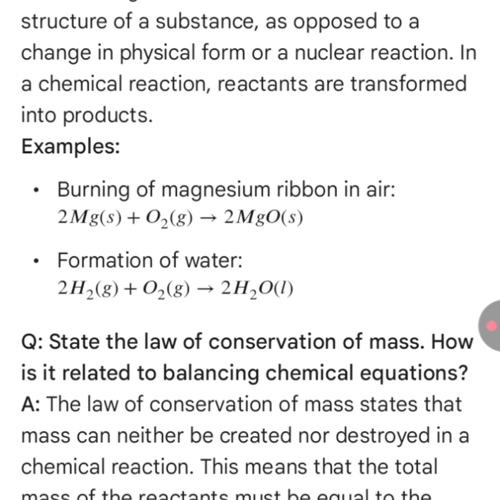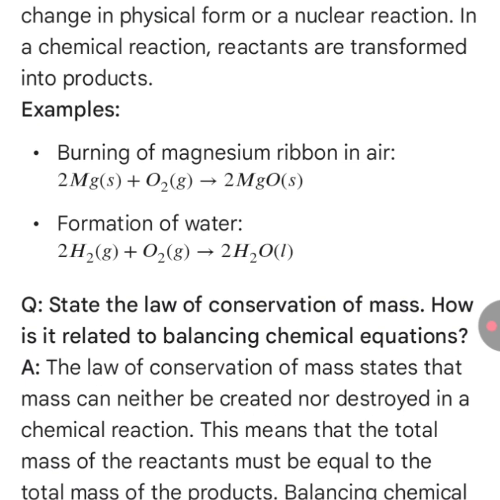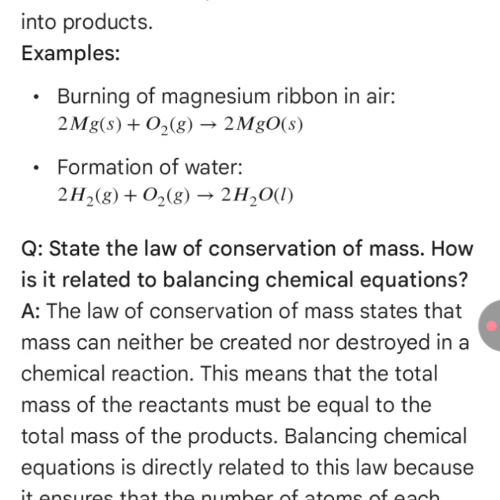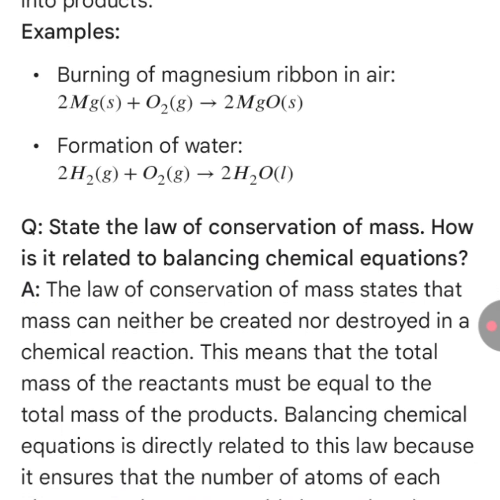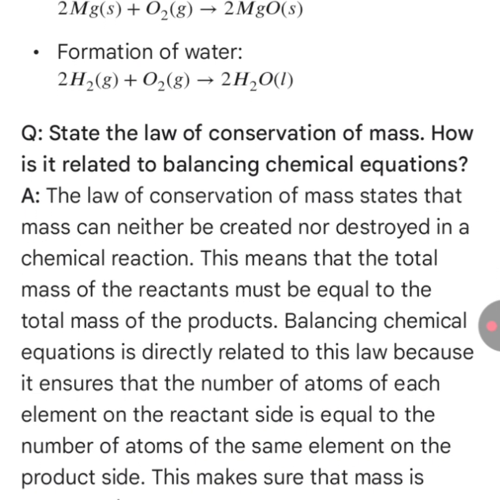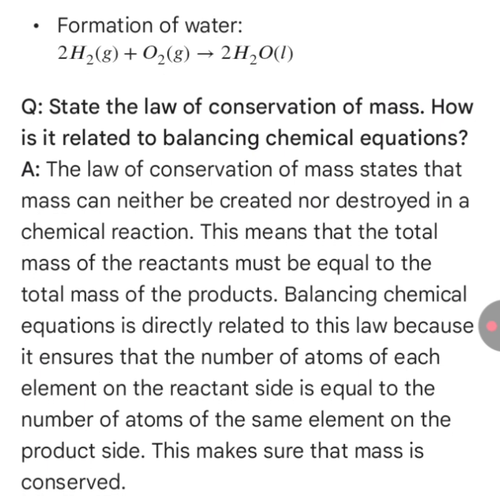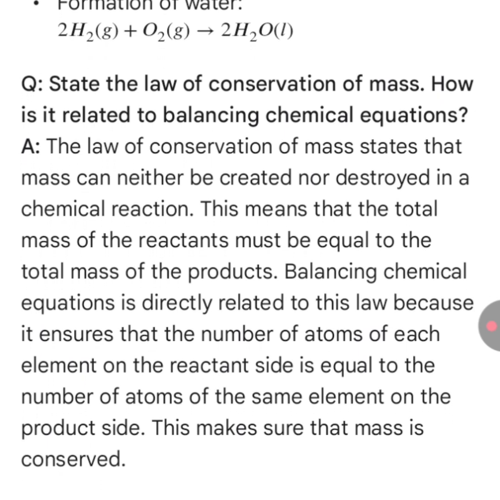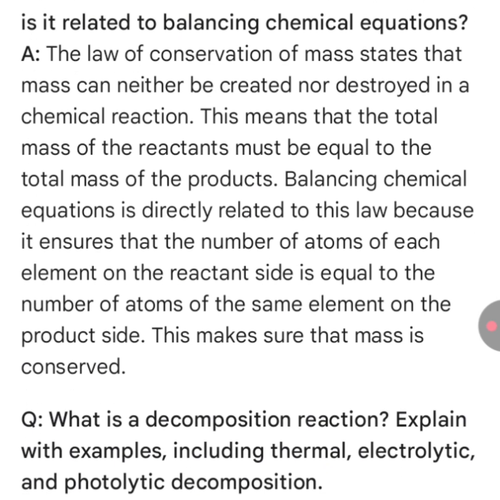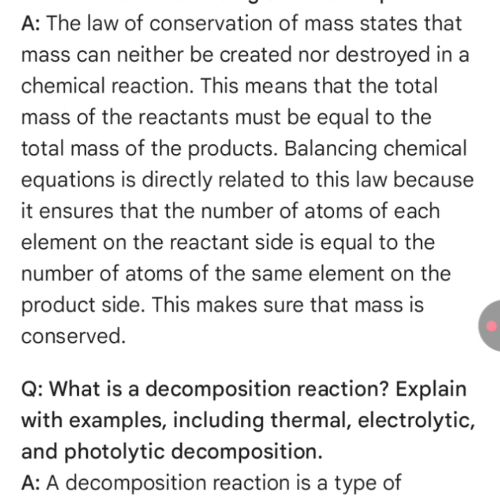A. The law of conservation of mass states that mass can neither be created nor destroyed in a chemical reaction. This means that the total mass of the reactants must be equal to the total mass of the products. Balancing chemical equations is directly related to this law because it ensures that the number of atoms of each element on the reactant side is equal to the number of atoms of the same element on the product side. This makes sure that mass is conserved.